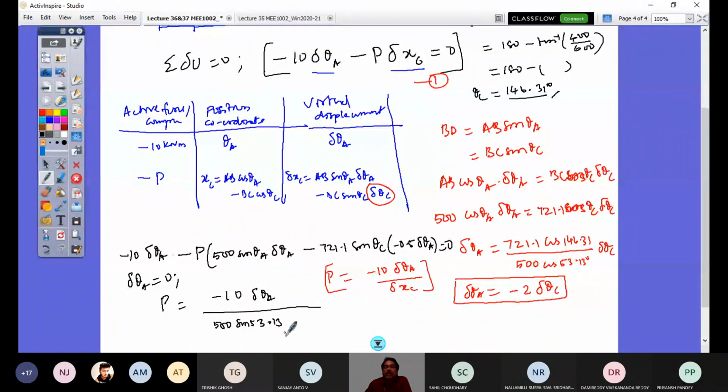I just see that it's going to be a positive value. I should get P value positive, right? 500 sine 53.13. Delta theta A is common, let me take it out. And this becomes plus 721 sine theta C, which is 146.31.